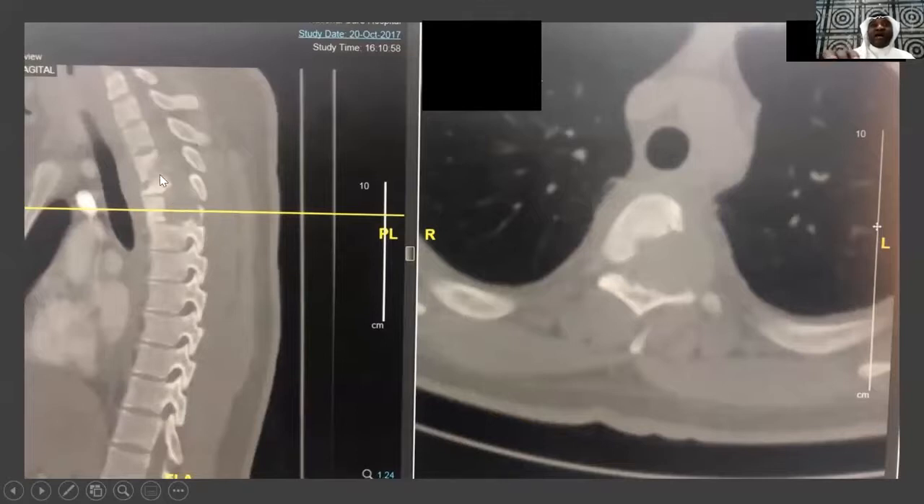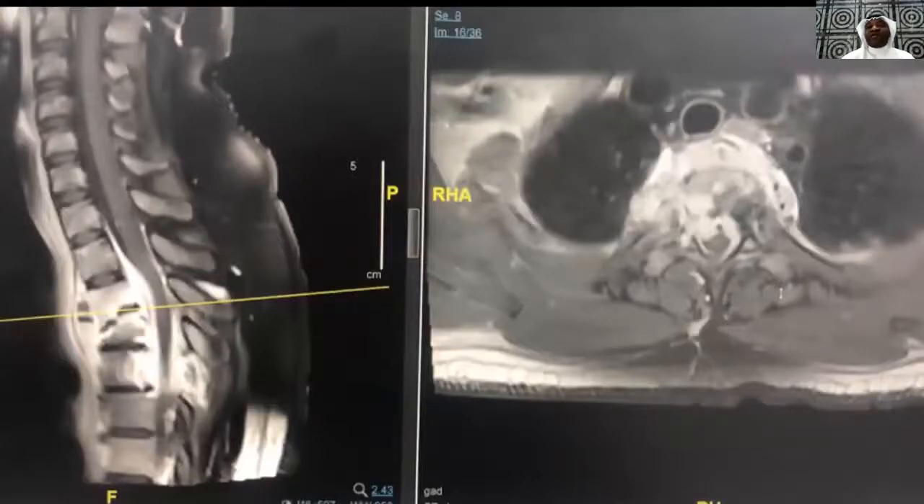This is T4, and this is T3. So it's reaching T3, T4, T5. Most of T3 and T4 is being eaten up, taking even the left side of the pedicles as well as part of the body. The MRI was more obvious here. You can see the classical picture of TB spine.